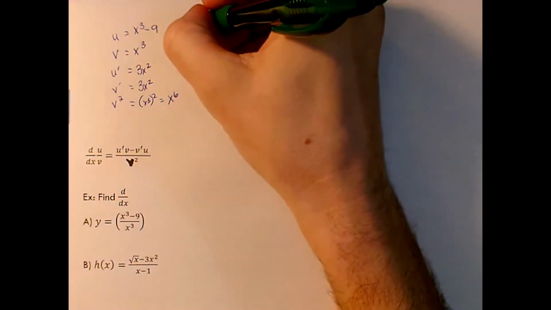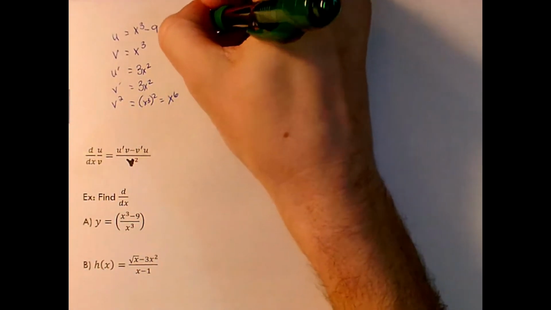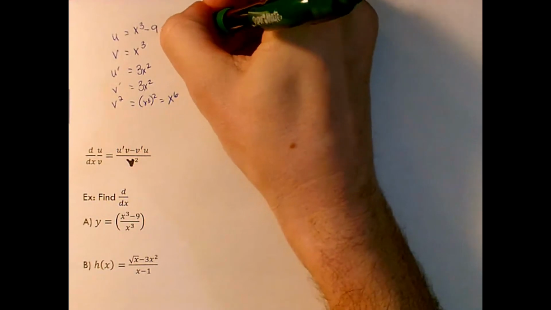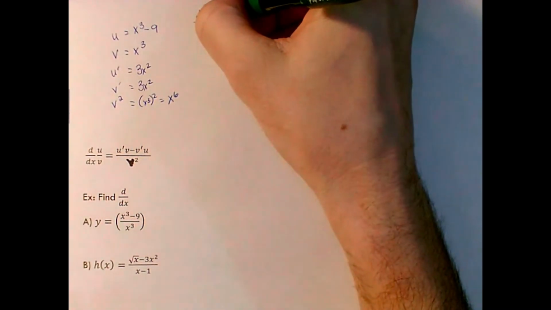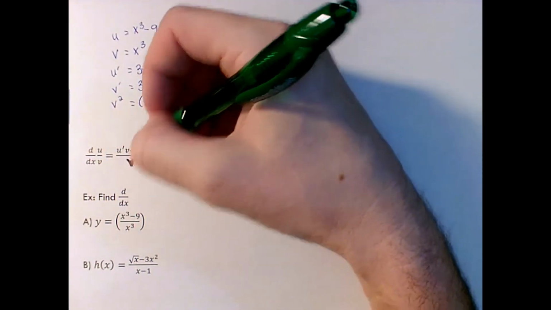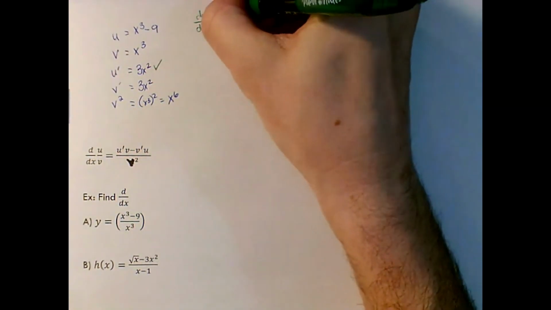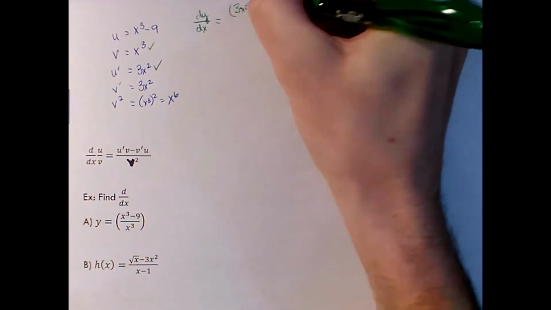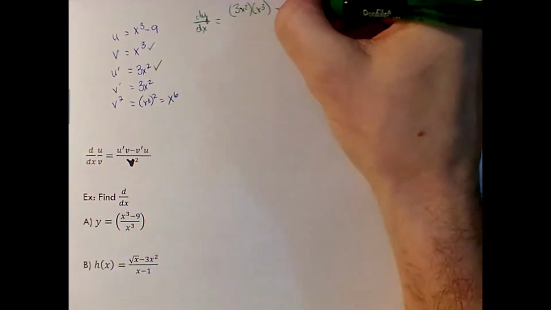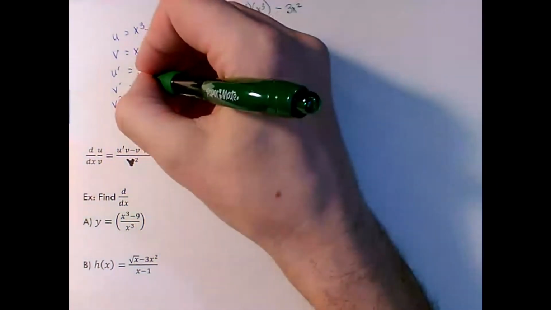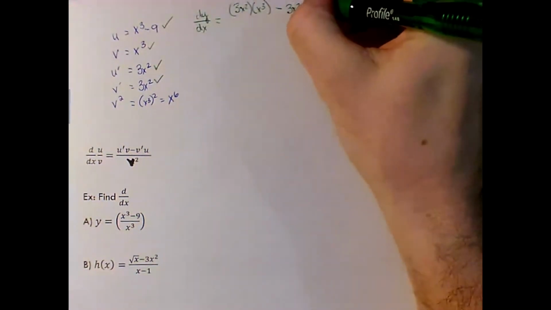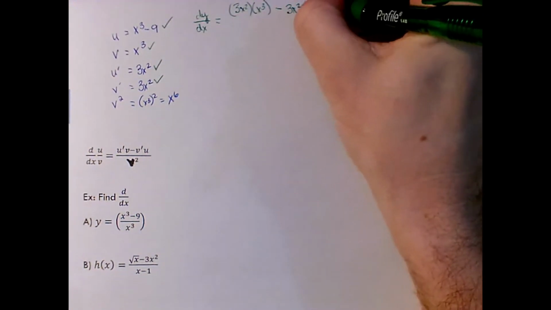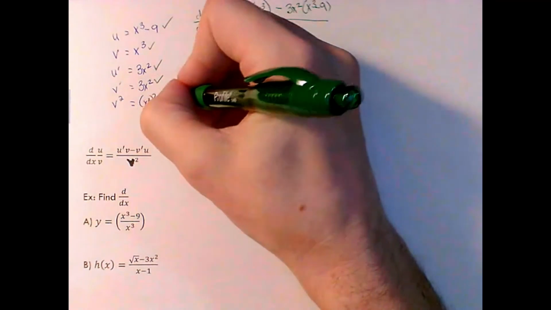So y prime or dy dx, let's call it dy dx this time. I'm feeling adventurous. Dy dx is going to equal u prime v minus v prime u. So u prime is 3x squared, v is x cubed, minus v prime, which is 3x squared, u is x cubed minus 9, over v squared, which is x to the 6th.